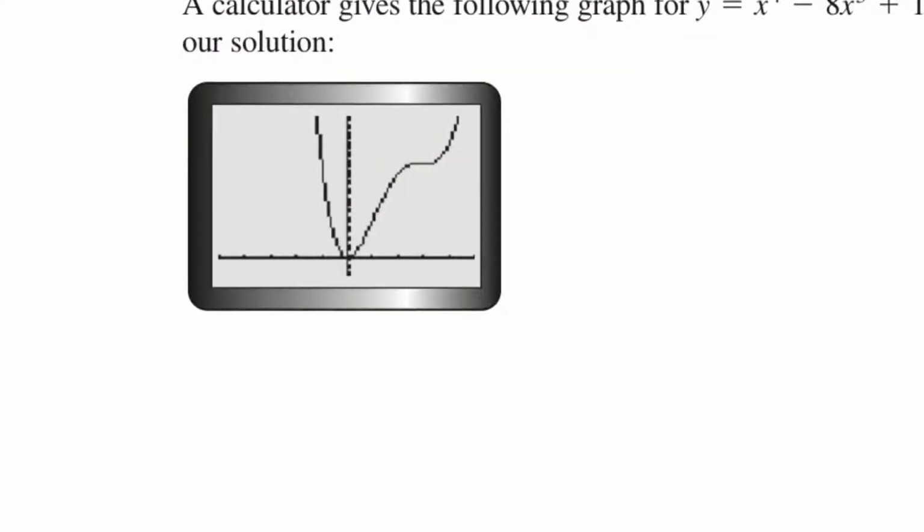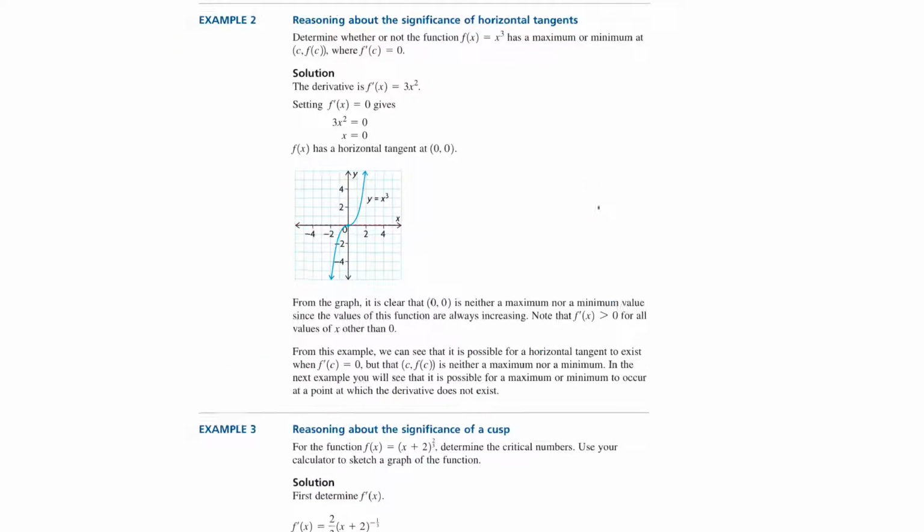The graph of the function is sketched in this diagram here. We see at 0 we have a local minimum, and that's the only extremum that we have. Next example.